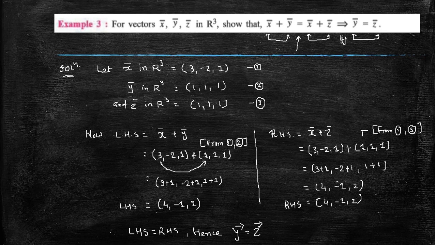Is there any confusion? You can write, or you can take 4, 4, 4 over here. But if you make any changes in y, you must change the respective element in z also.